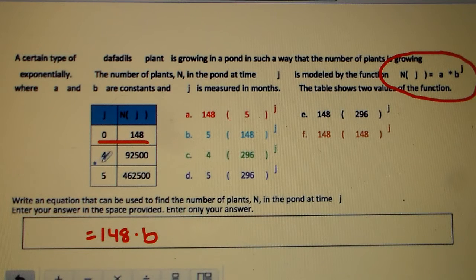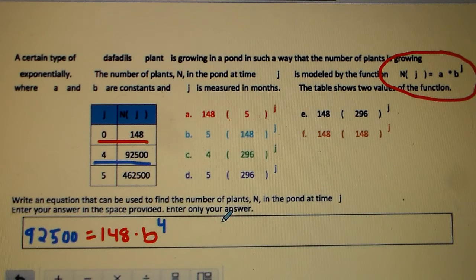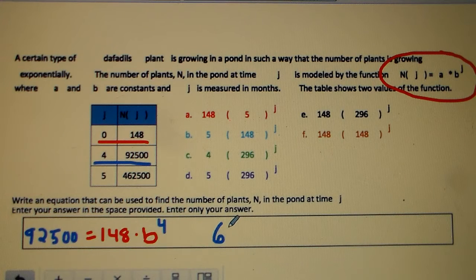Now, let's do the second part. I'll underline in blue. We put the 4 into the power, we should get an output of 92,500. So 92,500 is equal to 148 times b to the power of 4. Now our goal here is to solve for b. So it means we have to divide both sides by 148, so 92,500 divided by 148 gets you 625. So 625 is equal to b to the 4th power.